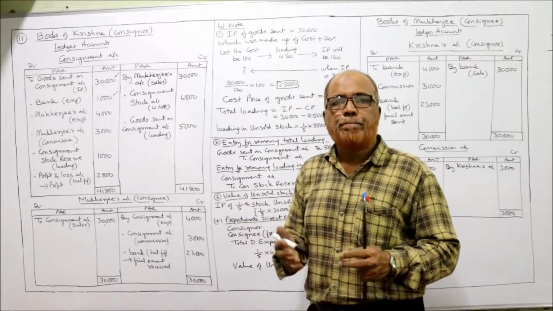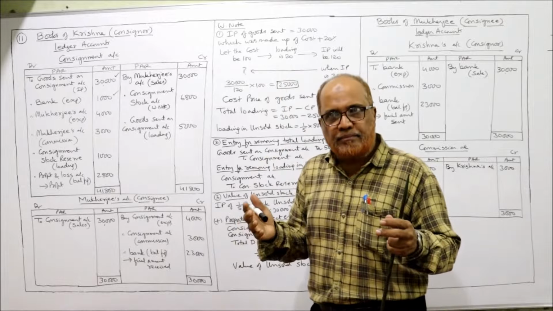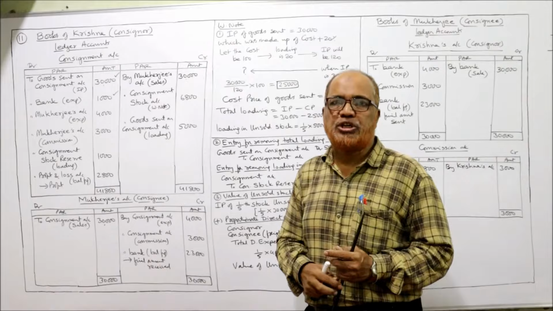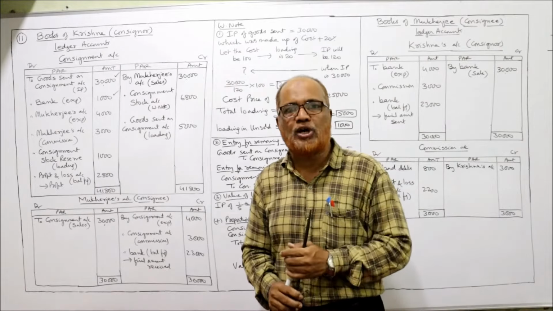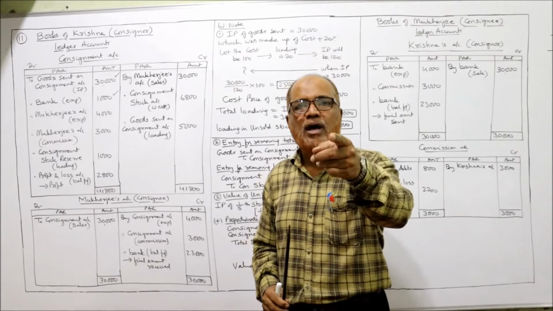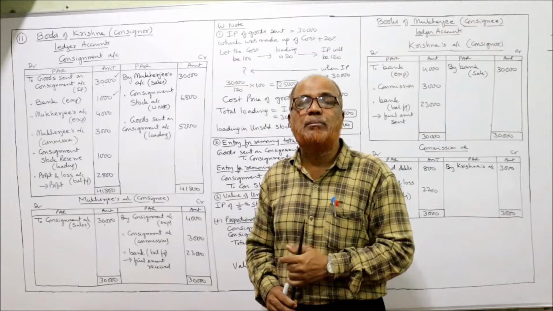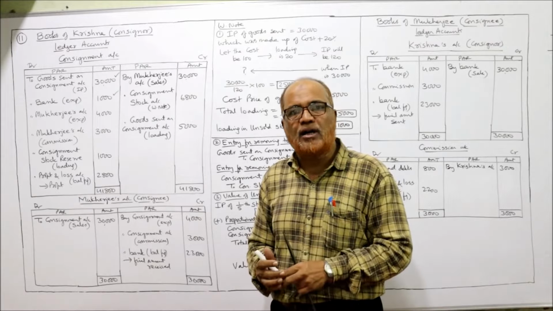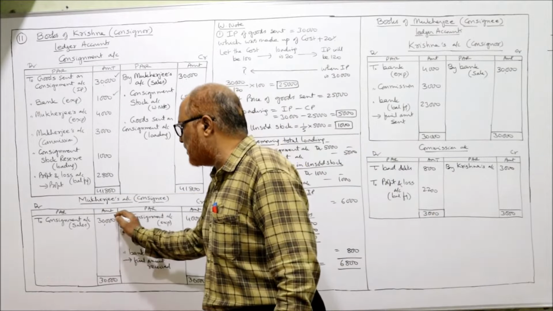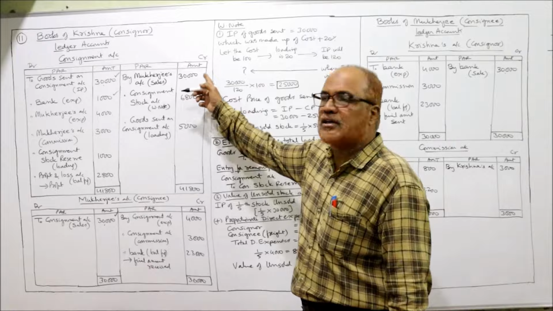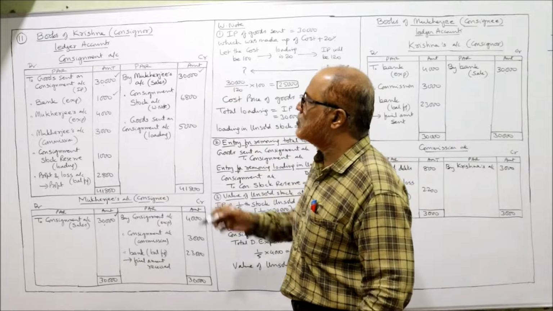Next entry will be the goods sold by Mukherjee. 4/5 of the goods are sold by Mukherjee. So entry will be Mukherjee account debit to consignment. So Mukherjee account debited to consignment 30,000. Consignment account credited by Mukherjee 30,000 over.